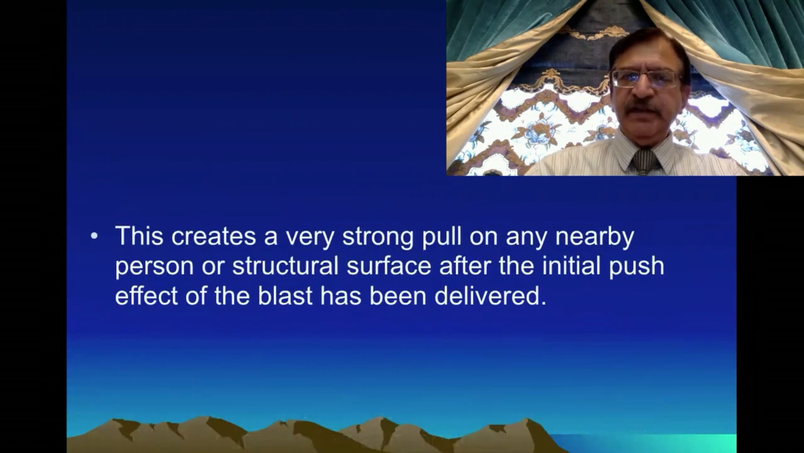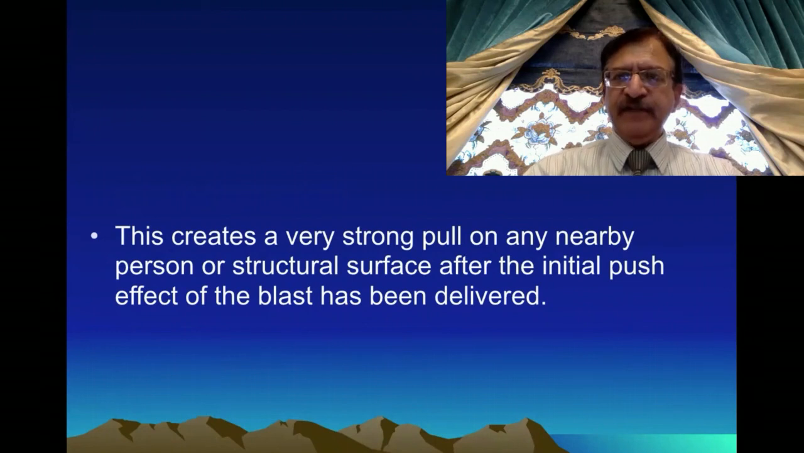And this creates a very strong pull on any nearby person or structure after the initial push effect of the blast has been delivered. So a positive and negative pressure, a sledgehammer type effect, that is compression and decompression. So these are two factors, the compression by the pressure wave and decompression by the negative wave. They are responsible for most of the damage. The negative pressure sucks in every debris, every object which is present, and it strikes at the location.